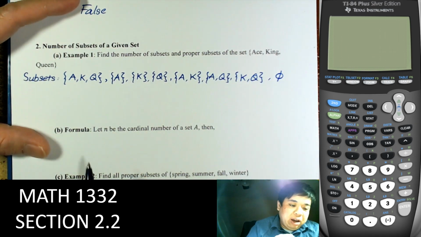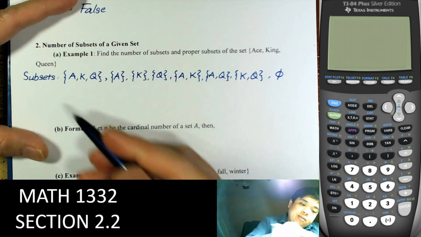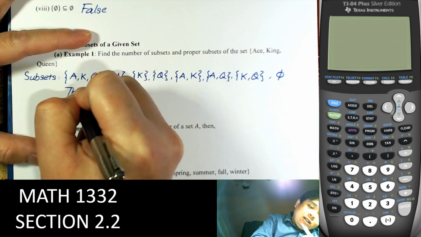So let's count how many we have. 1, 2, 3, 4, 5, 6, 7, 8. So this set, they are a subset.